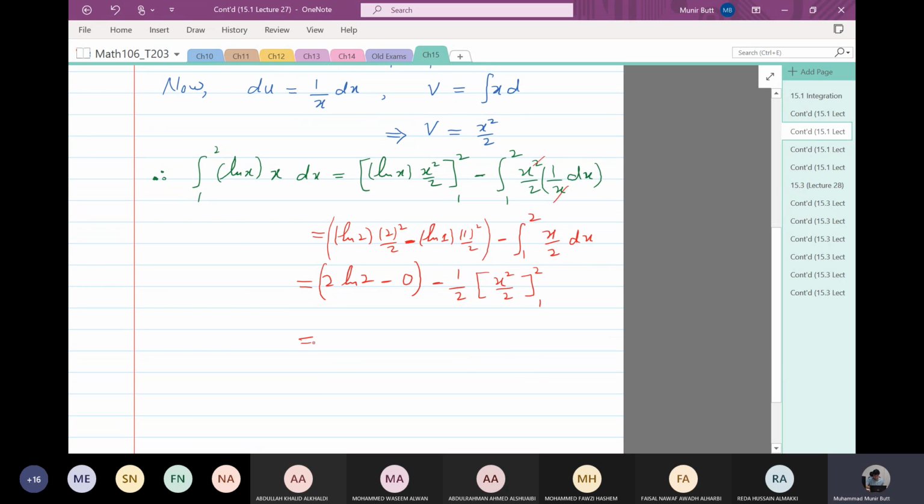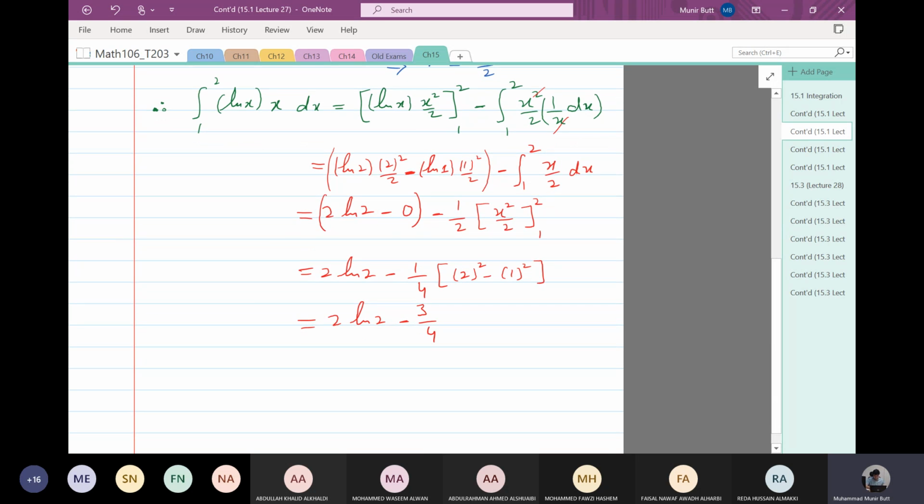And now further it will be 2 ln of 2 minus 1 by 4. You just take this 2 outside, so it will be 2 square minus 1 square, and now you further write it as 2 ln of 2 minus 1 by 4. So 4 minus 1 will be 3, so it is 3 by 4, and this completes the solution. So the integral from 1 to 2 of x ln of x dx is equal to this number.